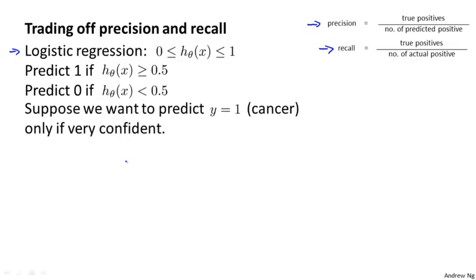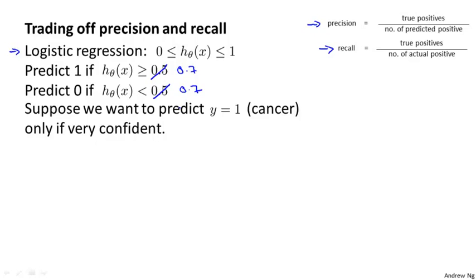But now, suppose we want to predict that a patient has cancer only if we're very confident that they really do. Because if you tell a patient that they have cancer, it's going to give them a huge shock, seriously bad news, and they may end up going through a pretty painful treatment process and so on. And so maybe we want to tell someone that we think they have cancer only if we're very confident. One way to do this would be to modify the algorithm so that instead of setting this threshold at 0.5, we might instead say that we'll predict that y is equal to 1 only if h of x is greater than or equal to 0.7.